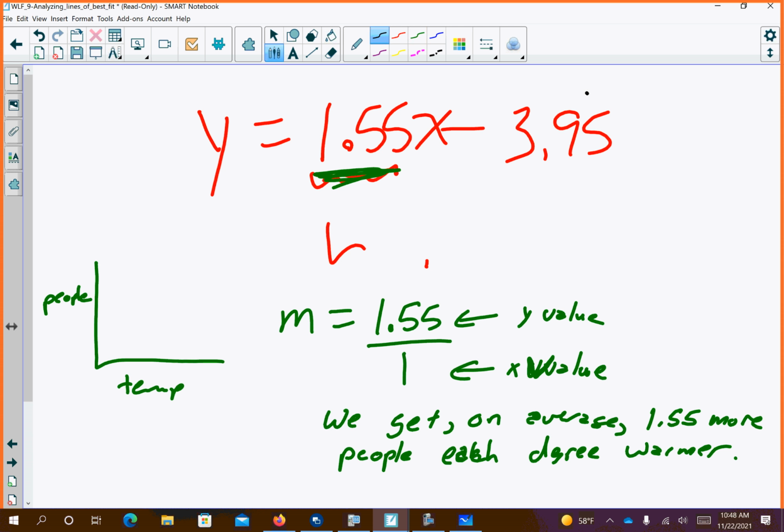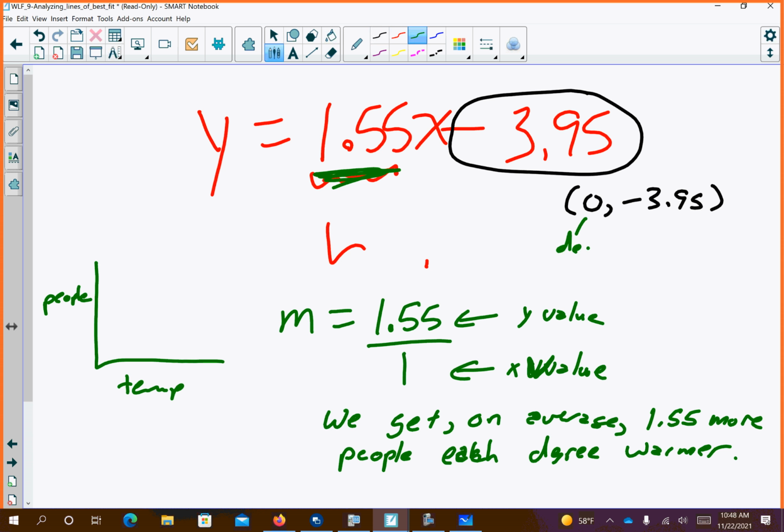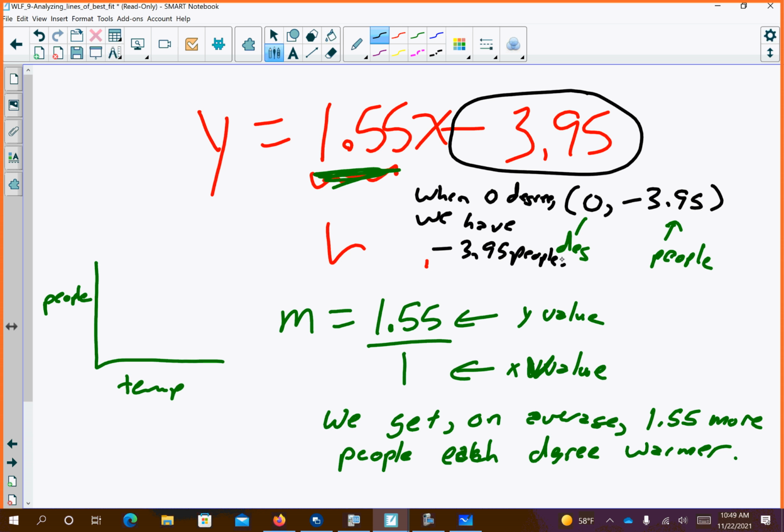But the goofy one is this. This is my y-intercept, so 0, negative 3.95. Your x value is degrees, and then you have people. So what this means in the context of this problem, which is going to be nonsense, is when it's 0 degrees outside, we have negative 3.95 people. Okay? This is an extrapolation. An extrapolation should not be trusted.